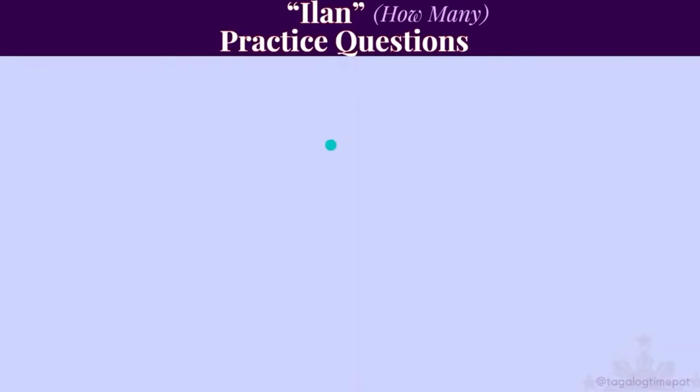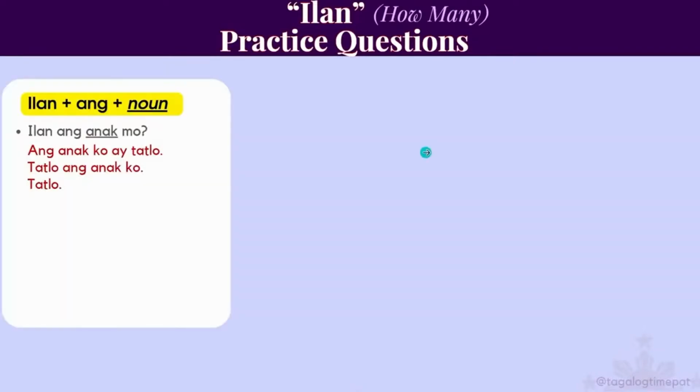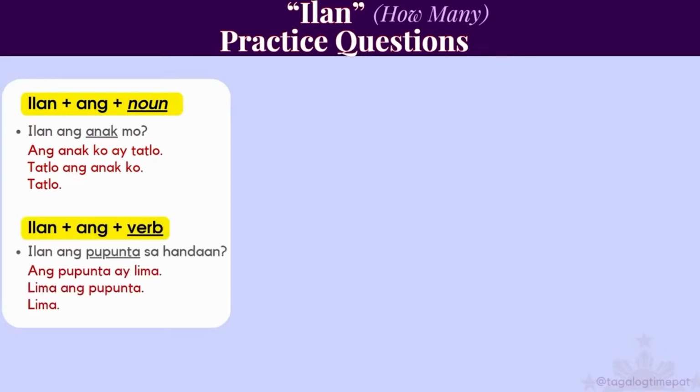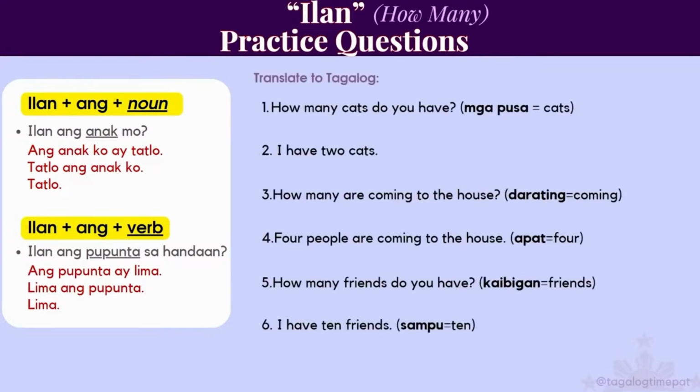Okay, now let's practice using ilan in some questions. So on the left side, you will see the different ways to use ilan. Ilan plus ang plus a noun. Ilan ang anak mo? Or ilan plus ang plus a verb. Ilan ang pupunta sa handaan? And here are some examples. Let's do number 1 together. How many cats do you have? Mga pusa is cats. It would be ilan ang pusa mo.